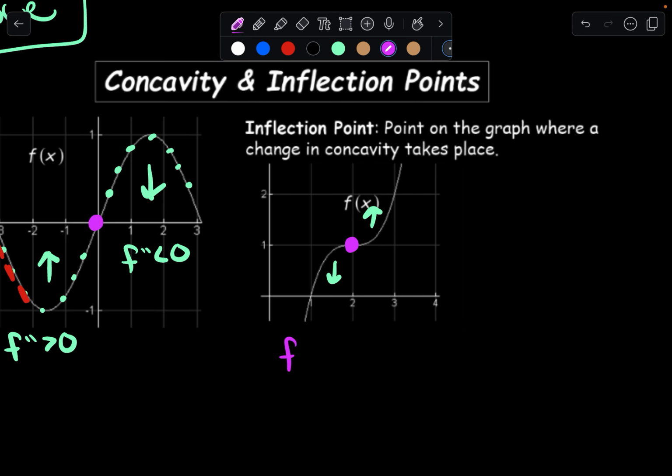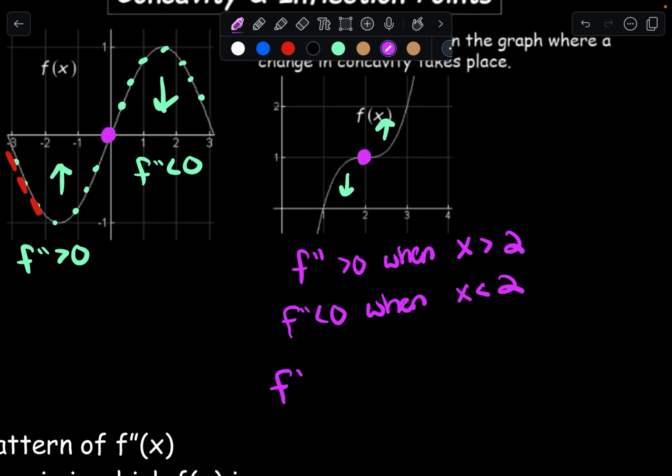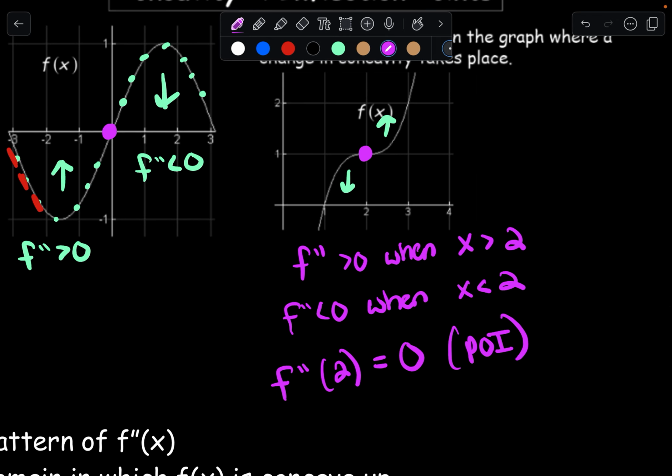For this one, f double prime is greater than 0 when x is greater than 2, because it's concave up. And f double prime is less than 0 when x is less than 2, because it is concave down. And f double prime of 2 will be equal to 0, because that is a point of inflection. That's where the second derivative will be changing signs. So it goes from negative to positive. Therefore, there's a point of inflection.